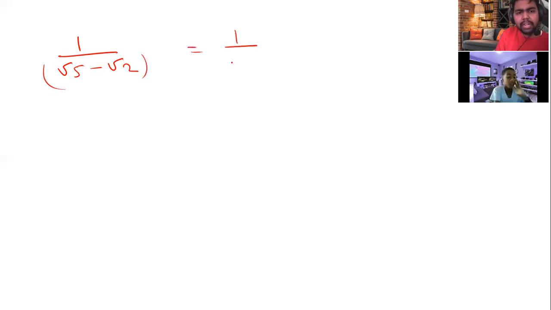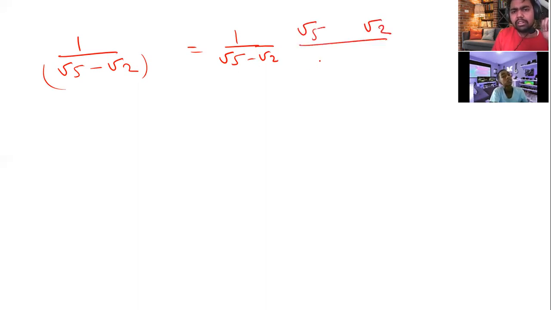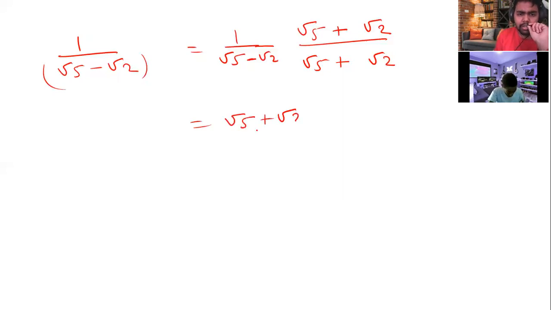I would be multiplying by the same thing to both numerator and denominator, meaning by root 5 and root 2 divided by root 5 and root 2, but with the opposite symbol. Here I would be writing plus and plus because there is minus. Is it clear? Yes. So here it would be 1 times this, so nothing is going to change. It would be just root 5 plus root 2 at the top. Nothing is going to change.